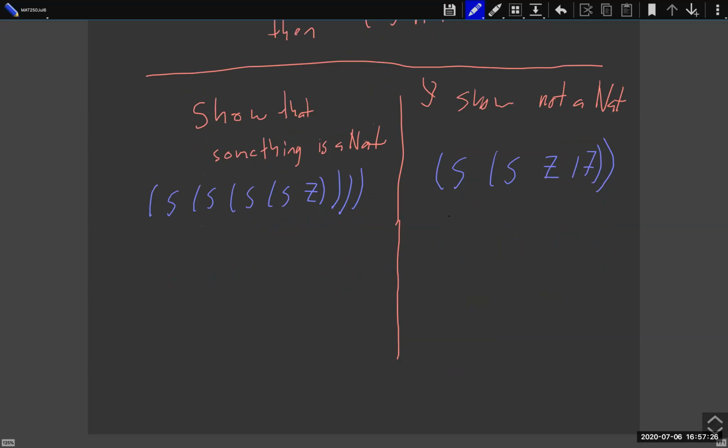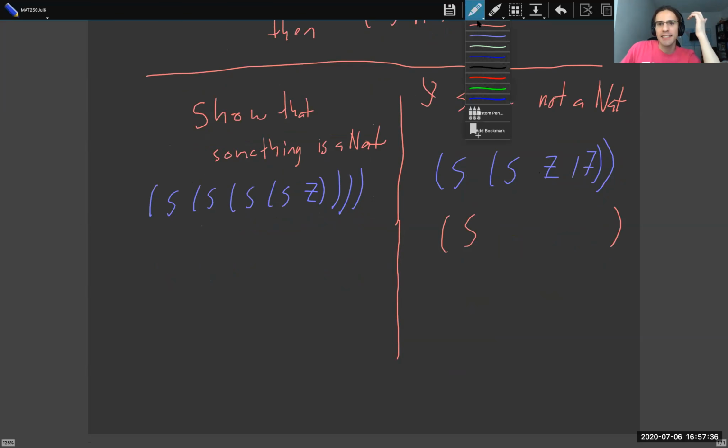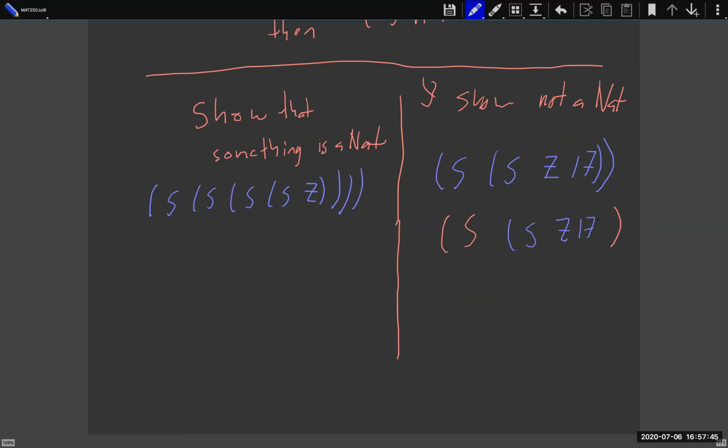Since we assumed that the whole expression was a NAT, now we can assume that SZ17 is a NAT. Yes, very good. So if it is a NAT, then it is of the form S of something where that something is a NAT. So now we're assuming that this is a NAT. Okay, continue. And then we can just apply that same reasoning. Right. So now we have the conclusion that Z17 is a NAT. And then finally, well, it's obviously not a NAT. Yes. Why is it not? Okay, so give the sentence. You're doing perfect, but give the sentence. Z17. Yes, why is it not a NAT?